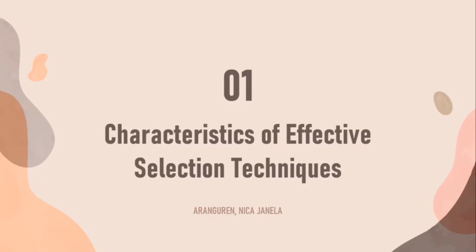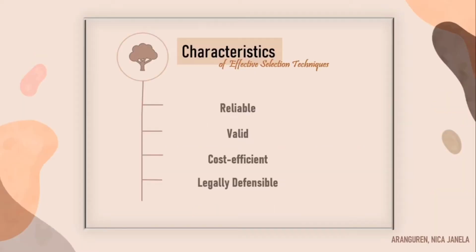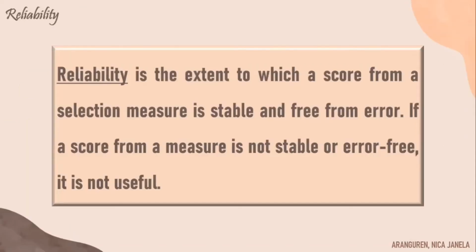Characteristics of effective selection techniques. So, effective selection techniques have 4 characteristics. They are reliable, valid, cost-efficient, and legally defensible. Reliability. Reliability is the extent to which a score from a selection measure is stable and free from error. If a score from a measure is not stable or error-free, it is not useful.